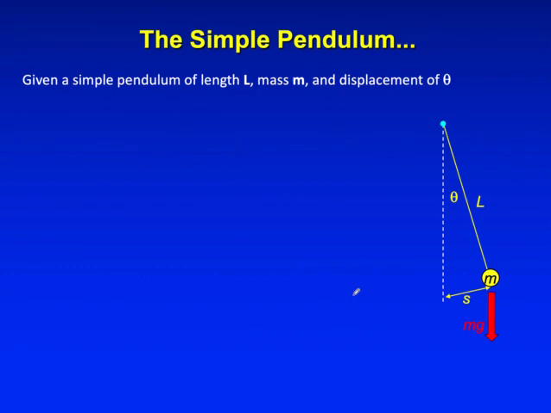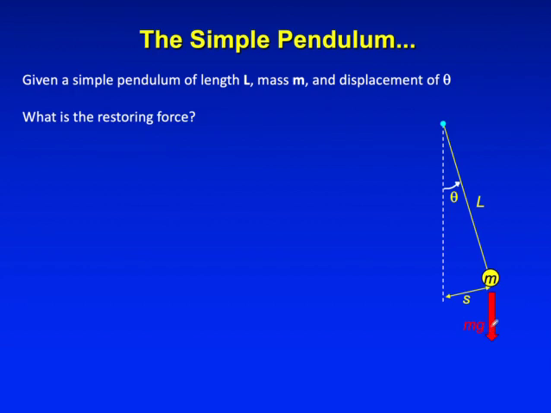Let me show you. So let's take a look at a simple pendulum. So here we've got a simple pendulum of length L. It's moved over some angle theta, and we've got the force of gravity mg acting on it. So the first question is what's the restoring force? You're like, oh, mg.